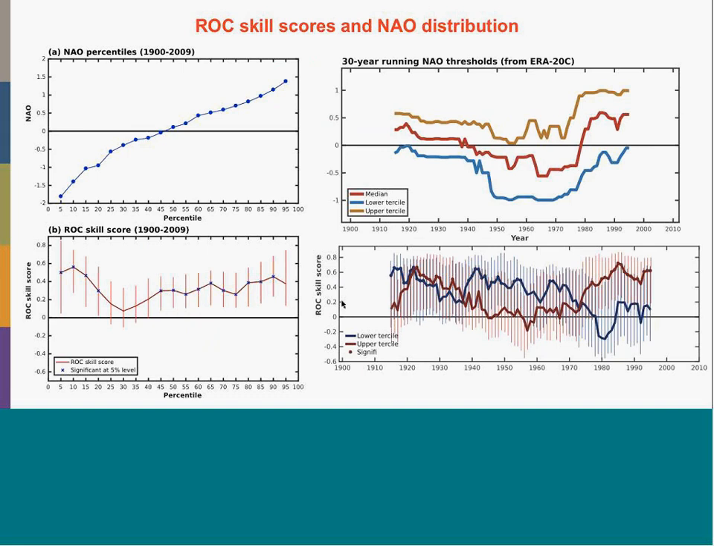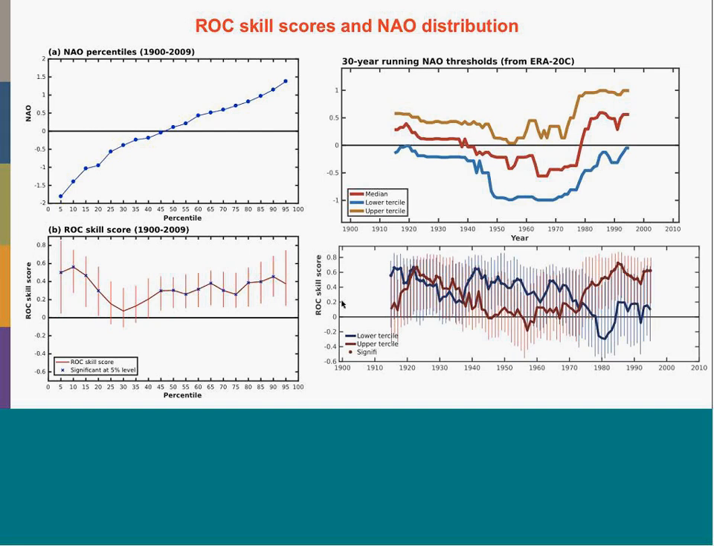So far all the skill measures we discussed were the anomaly correlation, which is based on the ensemble mean and does not take into account the probabilistic nature of the ensemble forecast.